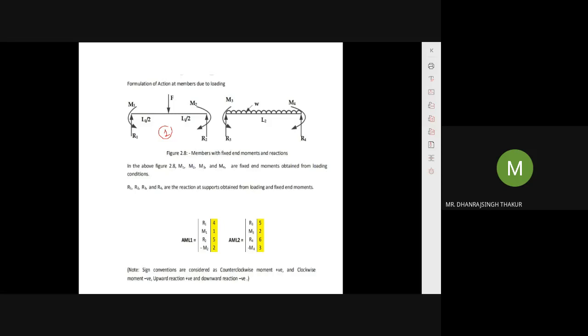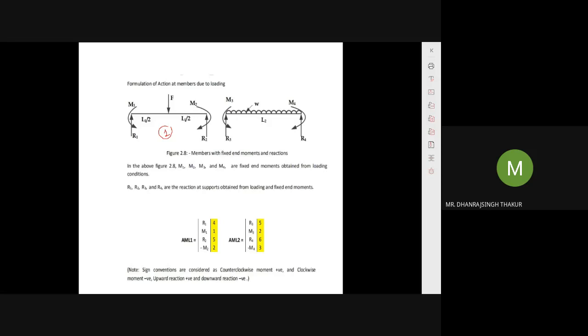So to assemble the AE matrix, we are finding out the fixed end moment and the support reaction. So here first member 1, I have shown that M1 and M2 are the fixed end moments, okay, and R1, R2 are the support reactions. Similarly for member 2, M3, M4 are the fixed end moments and R3, R4 are the support reactions. So these are the members with fixed end moments and reactions, which you can easily calculate.